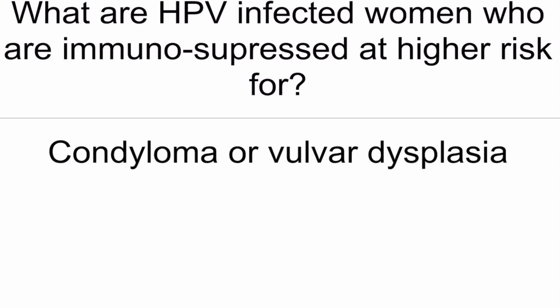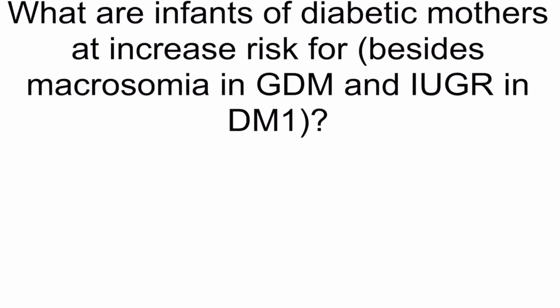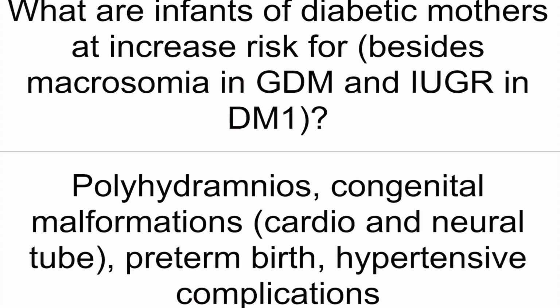What are HPV-infected women who are immunosuppressed at higher risk for? Condyloma or vulvar dysplasia. What are infants of diabetic mothers at increased risk for, besides macrosomia in GDM and intrauterine growth retardation in DM1? Polyhydramnios, congenital malformations, cardiac and neural, preterm birth, and hypertensive complications.